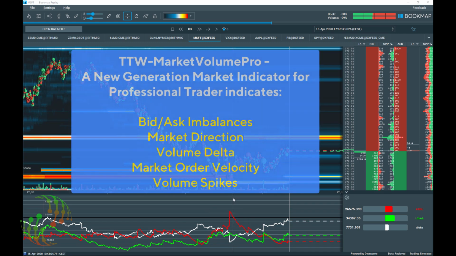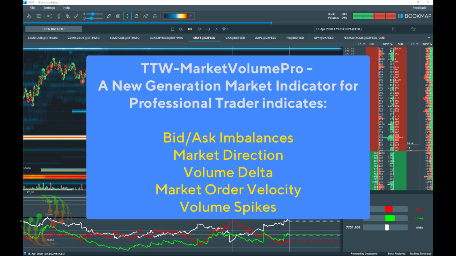TTW Market Volume Pro is a new generation indicator calculating real aggressor or market volume based on market by order data for dxFeed, Rithmic, CQG, IQFeed and other data feed providers. Understanding market mechanics properly and using helpers like TTW Market Volume Pro gives you a clear edge in your day trading.